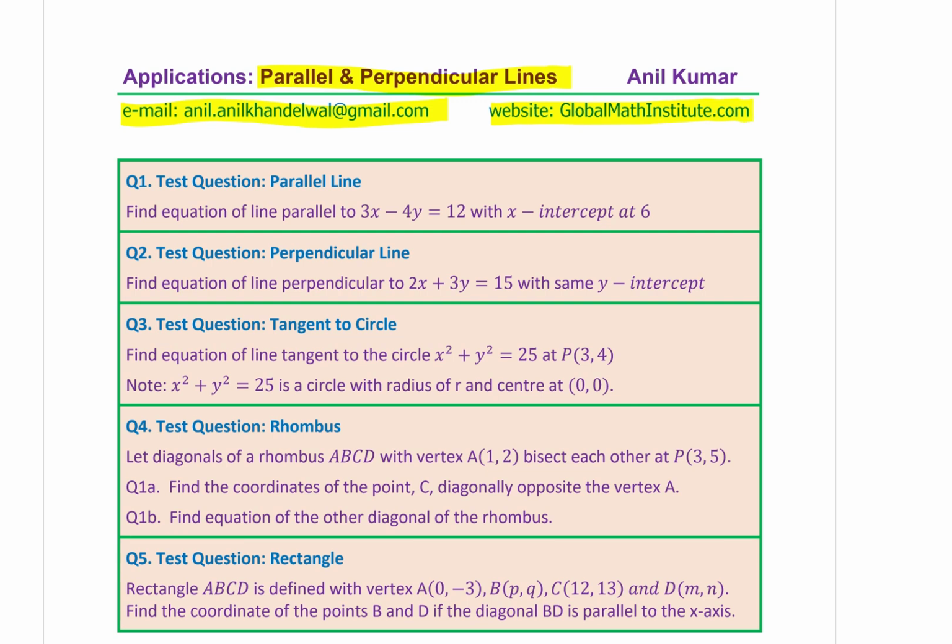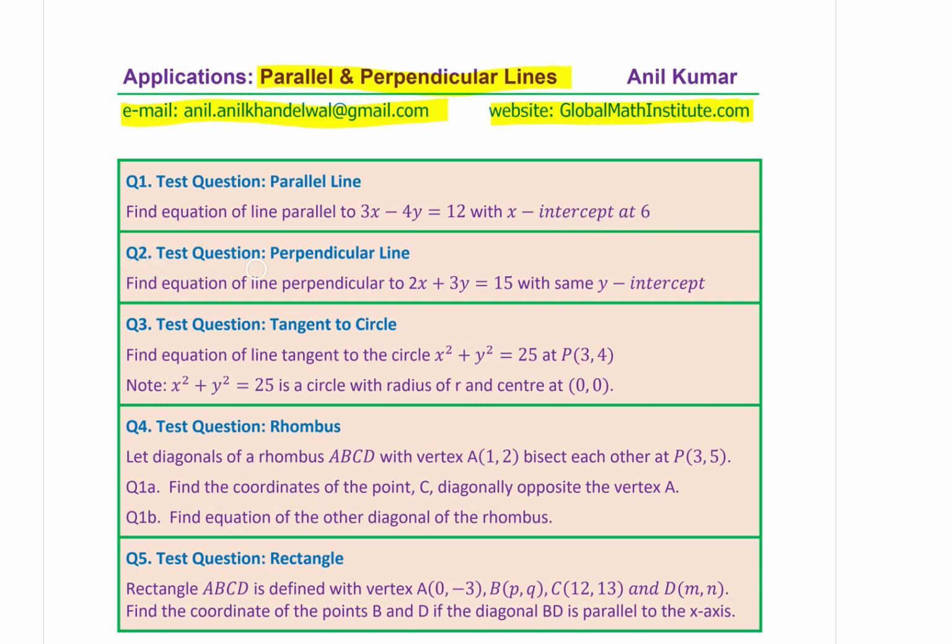Let's go through these questions. I'll provide their solution within a minute. Question number 1 here is test question, parallel lines. Find equation of line parallel to 3x minus 4y equals to 12 with x-intercept at 6.